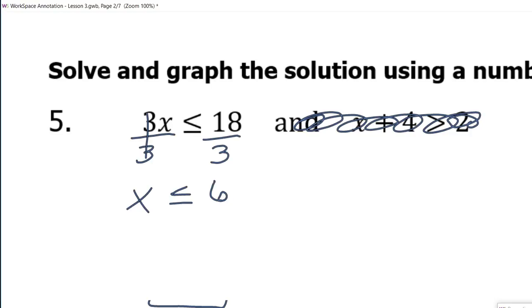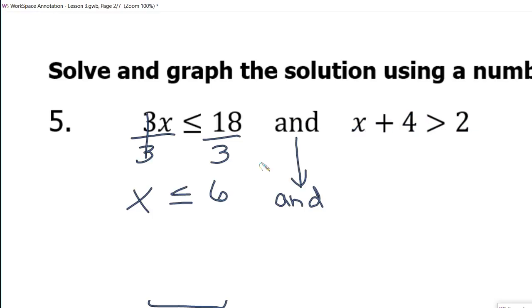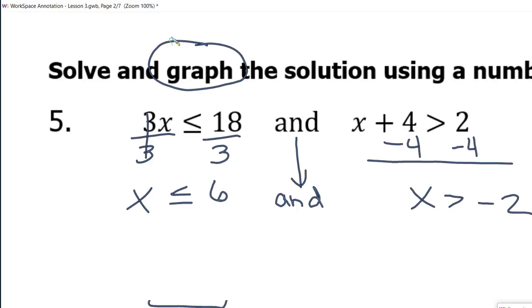Now let me erase all those scribbles. Bring down the word and. You have to keep the words with it. And yes, the opposite of add 4. Subtract 4 to both sides, and that gives us X is greater than, what's 2 minus 4? -2. Now, they did say that we must graph it.